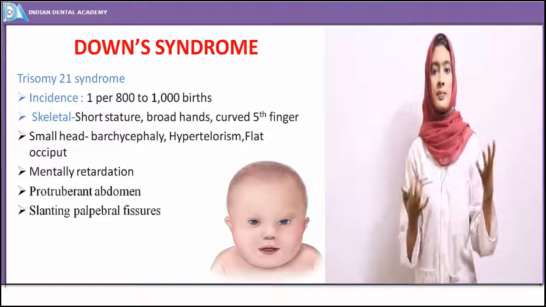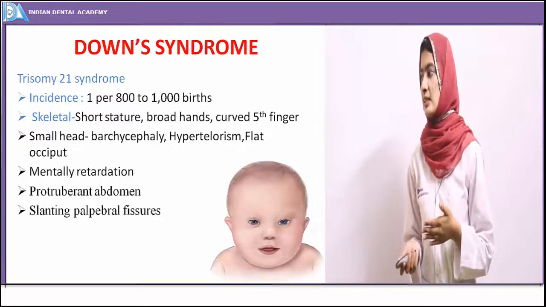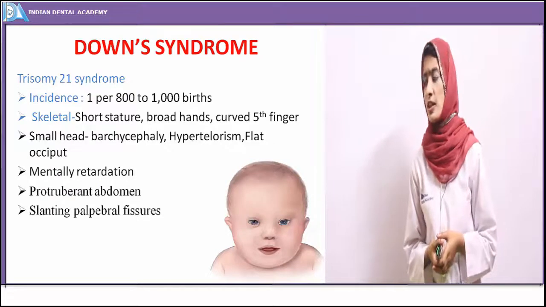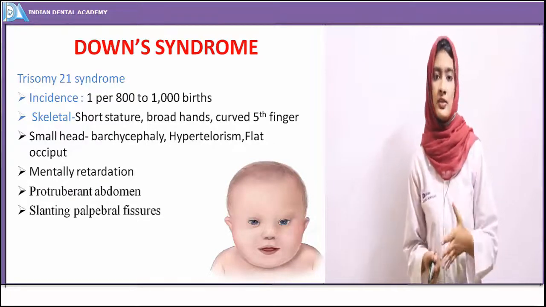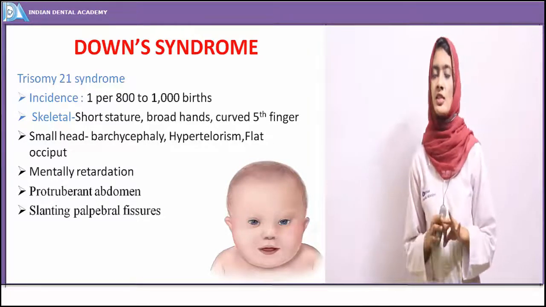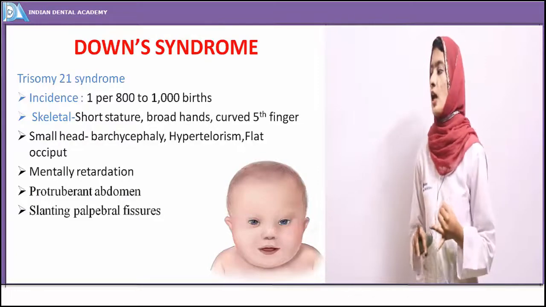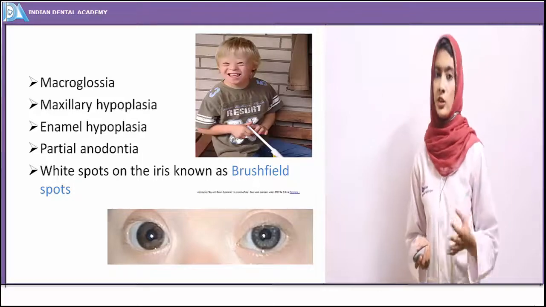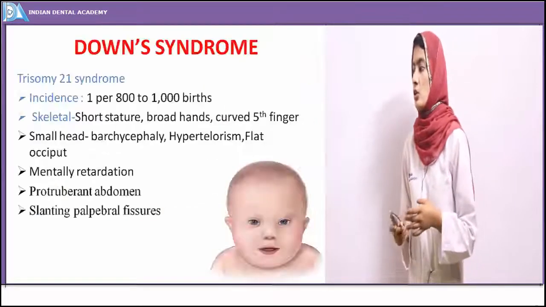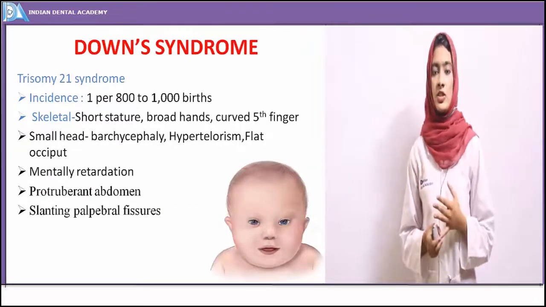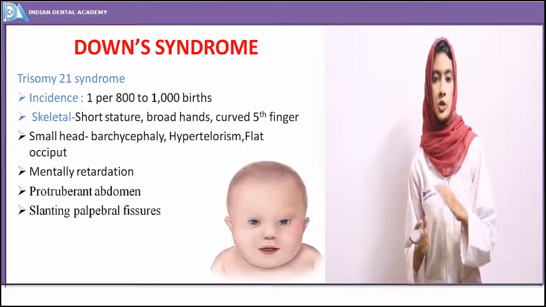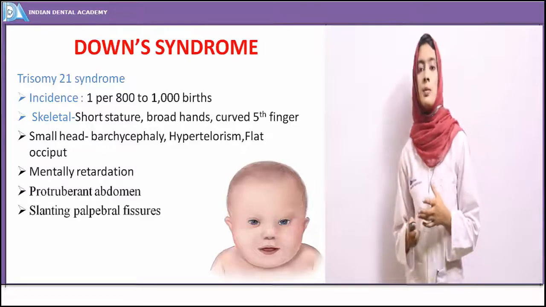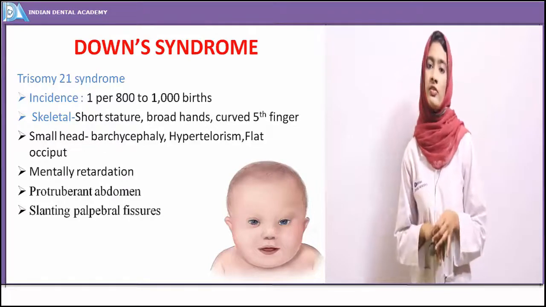So it affects both the skeletal system and the eyes, craniofacial manifestations are also there, and heart defects are seen. So an association of these three is seen: skeletal defects and heart defects along with craniofacial manifestations. When coming to the skeletal manifestations, the individual will be of short stature, a broad and short appearance is seen, broad hands, and a curved fifth finger.